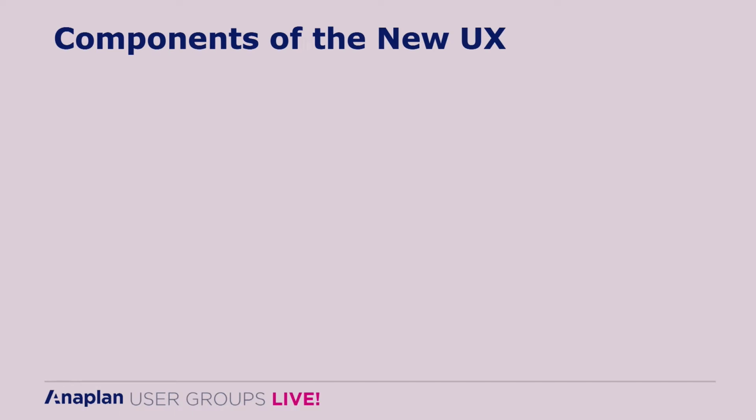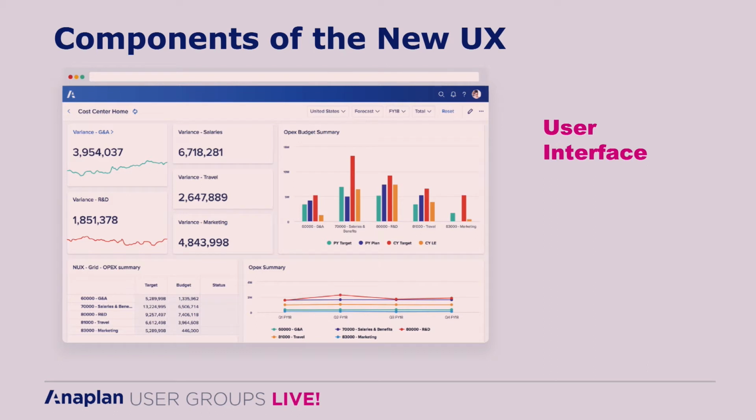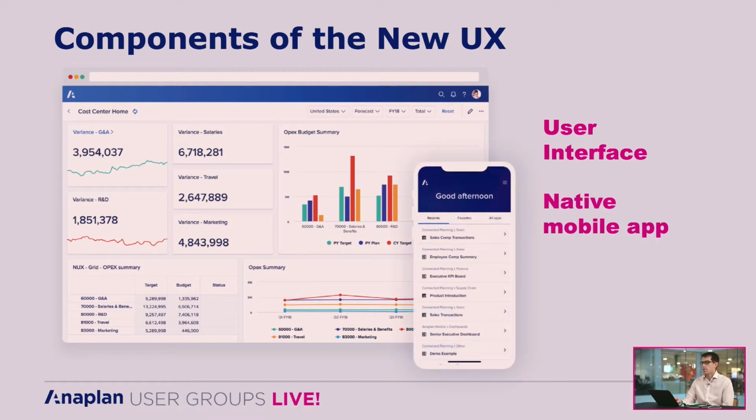So let's dive into the components of the new UX. Now, you may have seen some of these the other day in User Groups Live out of York from Steve Prendergast and Dave Waller. The new user experience consists of the new user interface on the web and also the native mobile application. So what you're able to do then is create apps and pages in the new user experience that are connected to your Anaplan model, and then view those on the web or the native mobile application through the new user experience.